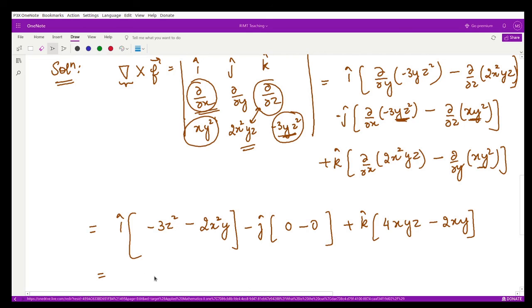So the values are minus 3z square minus 2x square y into i cap. There is no term consisting of j cap, so we have plus 4xyz minus 2xy into k cap. So this is the curl of the corresponding vector. Now for the physical significance of this vector curl, what does it physically represent? So let's see that.